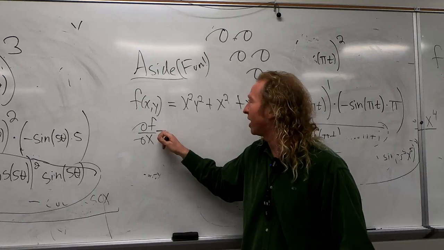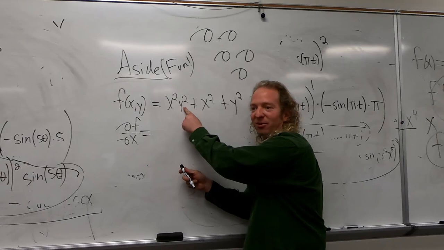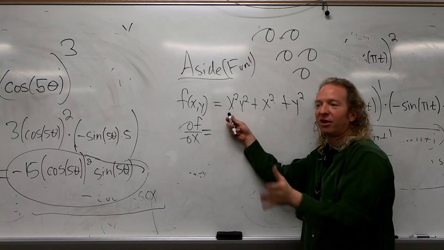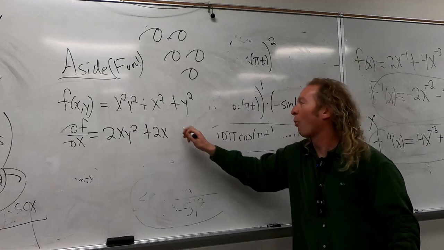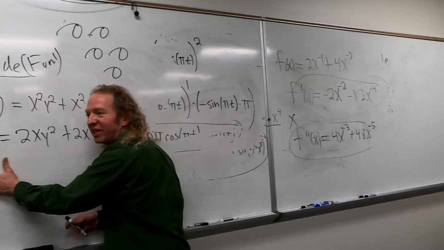So how do you do that? You pretend all of the y's are numbers, they're constants. So this is a constant, right? Watch this. If this is a constant, it hangs out. What's the derivative of x squared? 2x. What's the derivative of a constant? Zero. So when you do del f del x, everything else is constant except x.